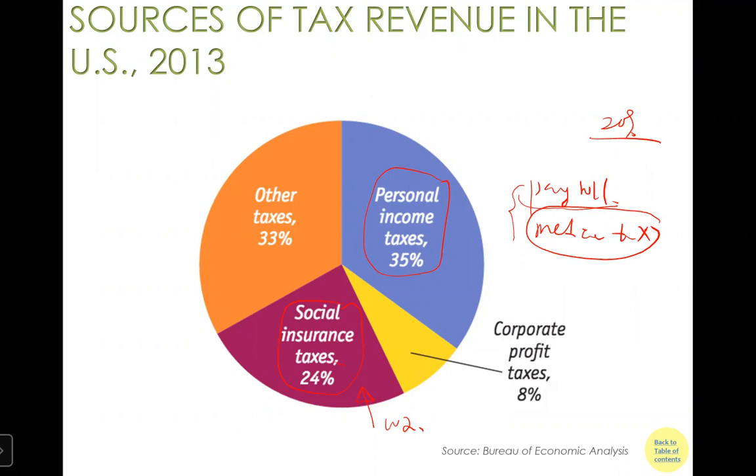And then we have corporate profit tax. It's very small, but it draws a lot of attention in terms of how we reform the corporate tax. And lastly, we have other tax. This includes consumption tax.